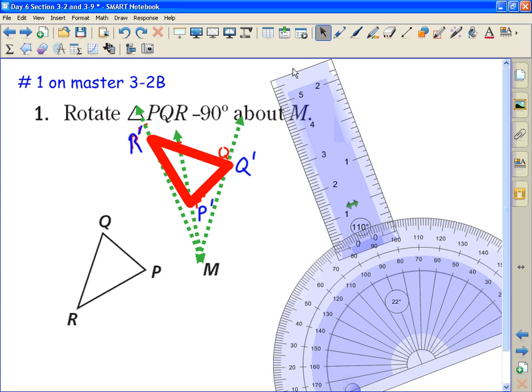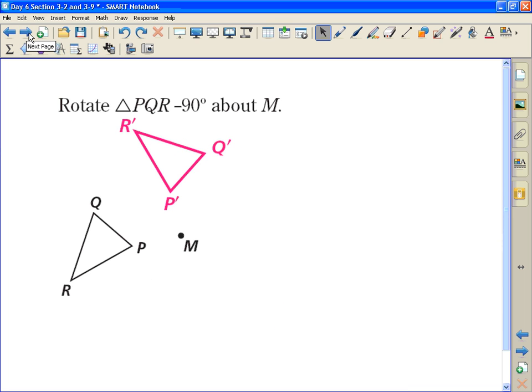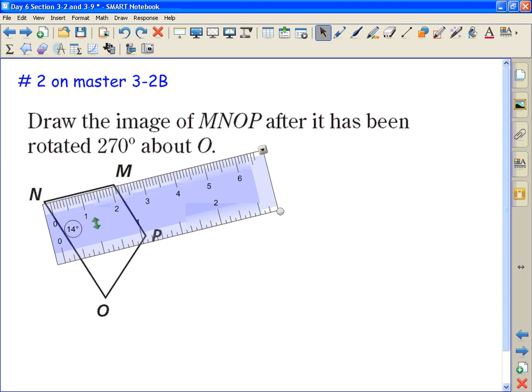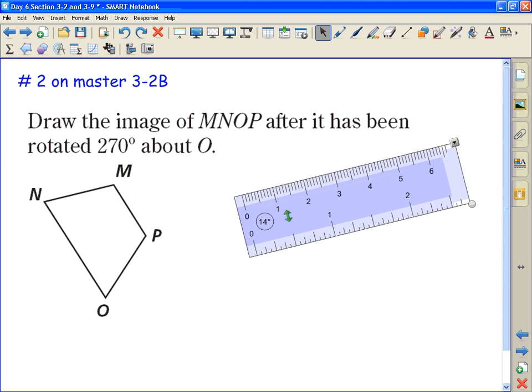Should look exactly like that. There's another image of it. Now we're going to draw the image of MNOP after it's been rotated 270 degrees about O. Because I'm rotating it about point O, point O is not even going to change. Point O is going to stay exactly in the same spot as where it is.